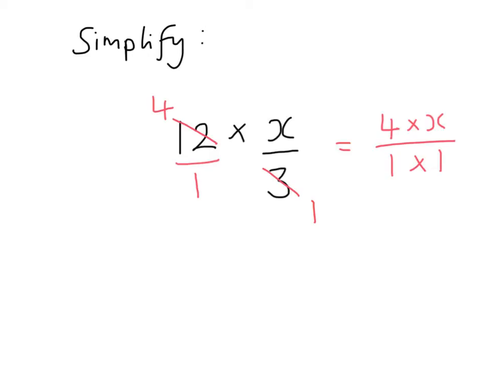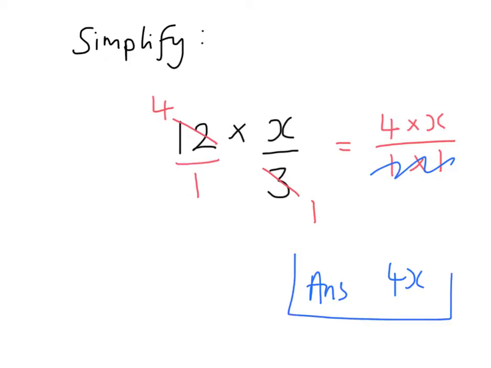Well, that was quite easy. 4 times x over 1 times 1. So the answer is 4x. And there's no point in putting it over 1. We don't really need this bit. So there's our answer.